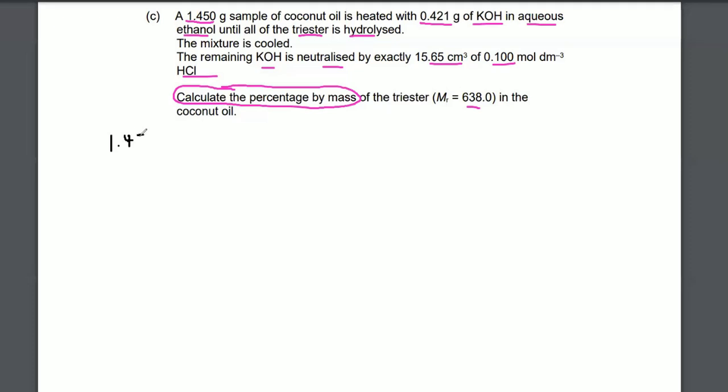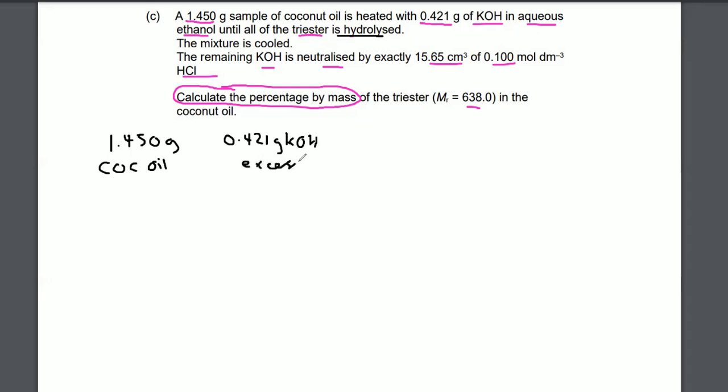So this is really like a back titration, because they've hydrolyzed all of the ester with 0.421 grams of KOH, but some of that mass of KOH must be left over. And so what they do in a back titration is they take that leftover KOH and they neutralize it fully with an acid, normally where it has a one-to-one reaction, which it does in this case. So they've used 15.65 cm³ of 0.1 mol per dm³ hydrochloric acid, and that has neutralized the KOH.